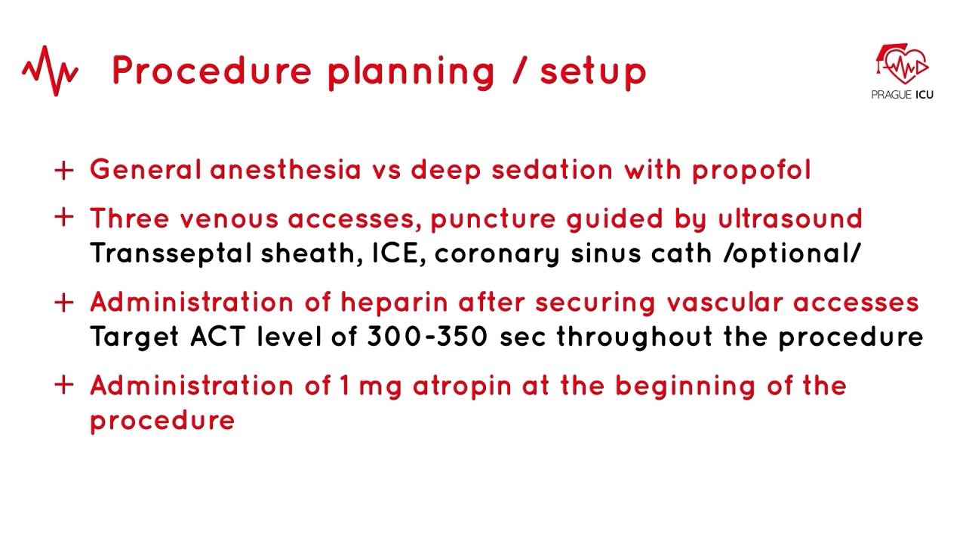It's our standard protocol to obtain 3 venous accesses for transeptal sheath, ICE, and coronary sinus catheter. We administer heparin after securing vascular accesses, and we target ACT level to 300 to 350 seconds. We also administer 1 mg of atropine at the beginning of the procedure to prevent vagal reactions during applications of pulsed field energy. For the purpose of this video, we have divided the procedure into separate parts.